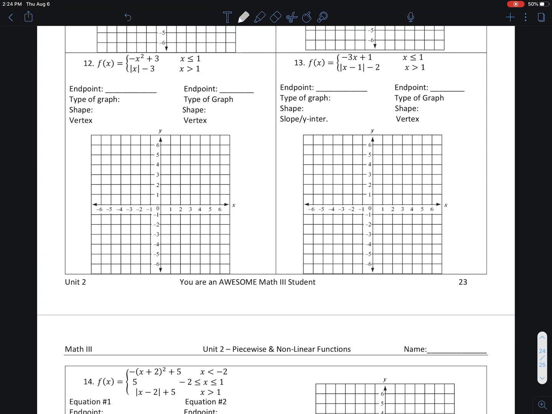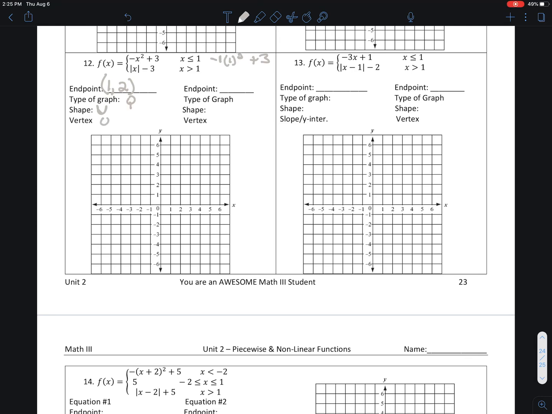Okay? All right, so we have 2 graphs. The first one, negative x squared plus 3, and it ends at 1. So we have to substitute 1 into this equation. So that'll give me negative 1 times 1 squared plus 3. So that actually will be 1 times negative 1 is negative 1 plus 3, and that's going to give me 2. So my first point would be 1, 2.